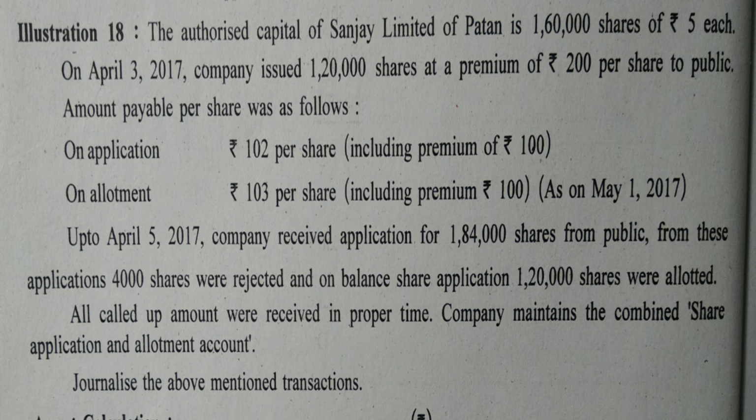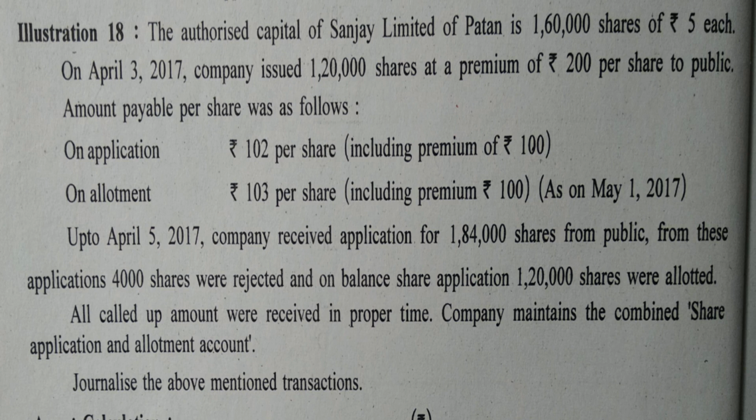Illustration 18 is given on page number 48. Let me read the question. The authorized capital of Sanjay Limited of Patan is 1,60,000 shares of rupees 5 each. On April 3, 2017, the company issued 1,20,000 shares at a premium of rupees 200 per share to the public. Amount payable per share was as follows. On application, 102 per share including premium of 100. That means 2 rupees is for application and 100 rupees is of premium.